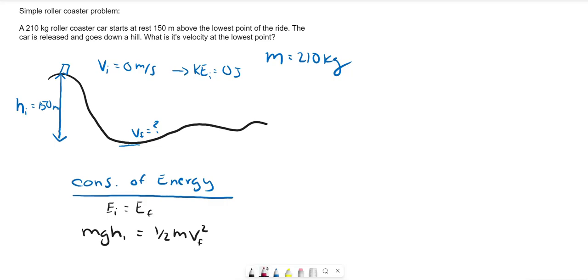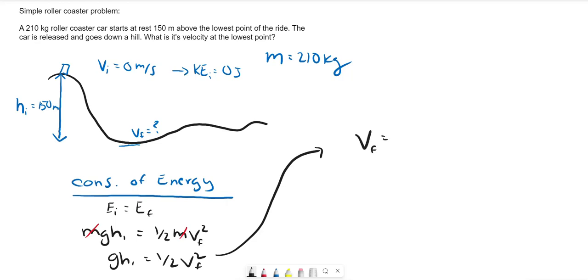The first thing we can notice is that we have the mass on both sides, and so we can just divide through by m and cancel those out. And that's just going to leave us then with g h1 equals 1/2 v final squared. So let's just multiply through by 2 and then take the square root to get that our velocity is then going to be square root of 2gh.